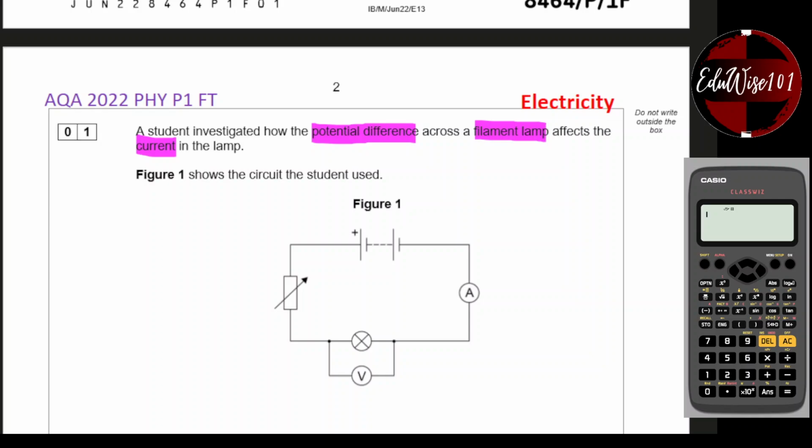Here you have figure 1 and you have the circuit symbols. It's important that you know what these symbols mean. So this is the battery. The symbol with an A is the ammeter. The voltmeter has V, the bulb has the cross in it, and this component is called the variable resistor.